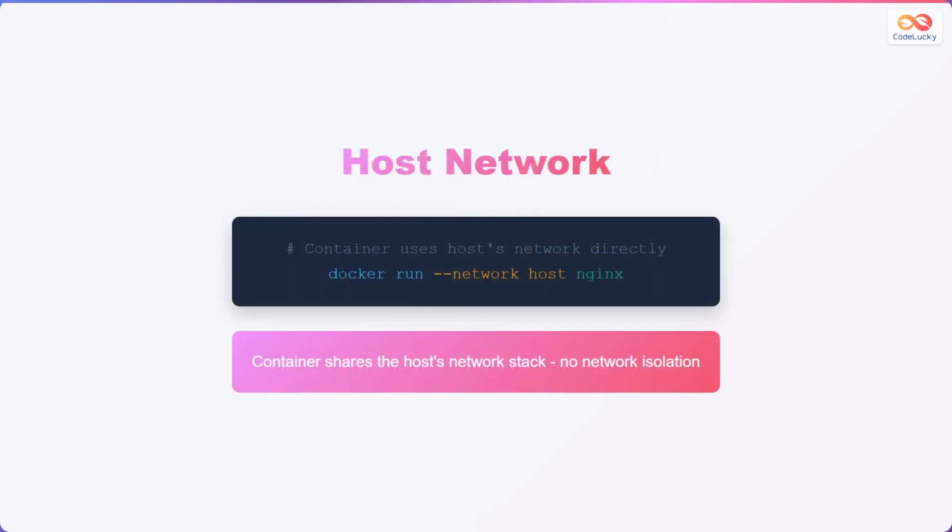The host network allows a container to share the host's network directly. Here's how to run a container in host network mode. Use the command docker run, specify the network as host and then the image name, in this case Nginx. When a container is in host network mode, it shares the host's network stack, meaning there is no network isolation. This can be useful in certain situations, but it also means the container can access all the host's network interfaces.